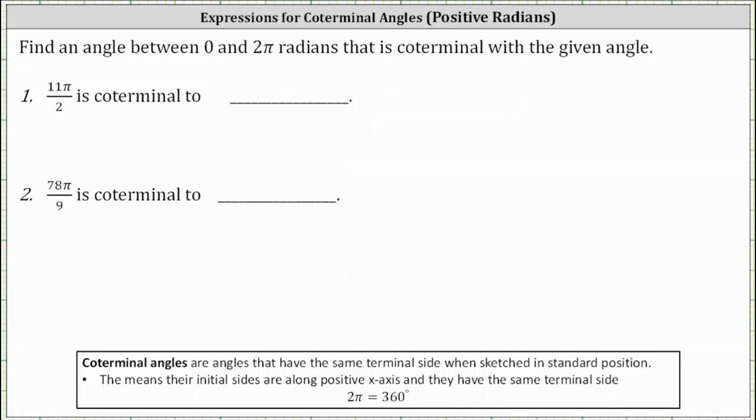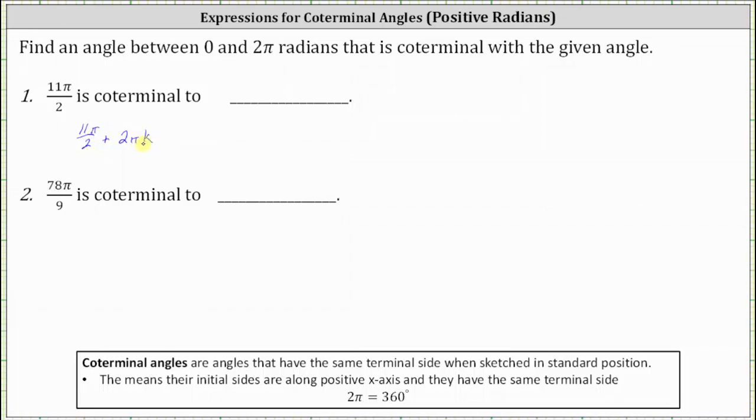To determine coterminal angles to a given angle in radians, we add or subtract multiples of 2 pi radians to the given angle, which means all the coterminal angles for 11 pi divided by 2 can be expressed as 11 pi divided by 2 plus 2 pi k, where k is some integer. Again, this expression shows the coterminal angles are found by adding or subtracting multiples of 2 pi to 11 pi divided by 2 radians.